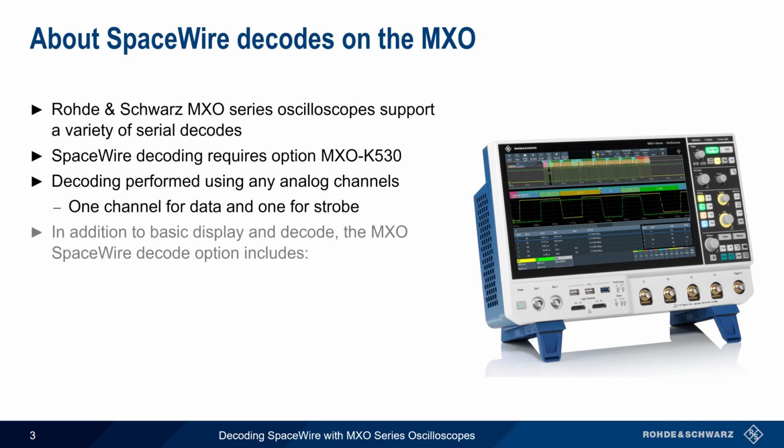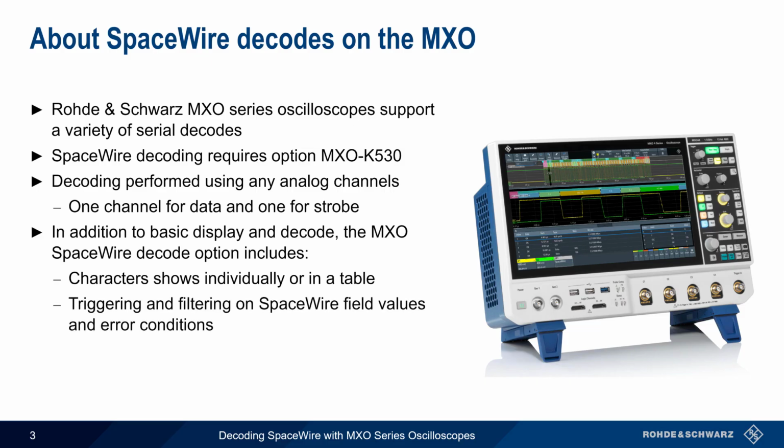In addition to basic display and decode of SpaceWire serial data, the MXO also supports numerous other useful functions. Characters can be shown individually or in a table, and the MXO can trigger and filter based on SpaceWire field values or on error conditions. Decoded characters can also be exported in a variety of formats.